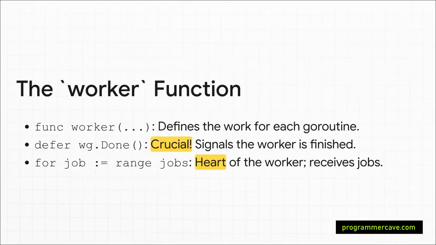Let's break down the worker function. This is the heart of the whole thing. It's really just a for loop that ranges over the jobs channel, pulling out work as it comes in. Now, see that defer wg.Done()? That is absolutely crucial. The wg is a WaitGroup, which is just a fancy counter. wg.Done() tells the main program, hey, I'm done with my work. This is how we keep track of everything.